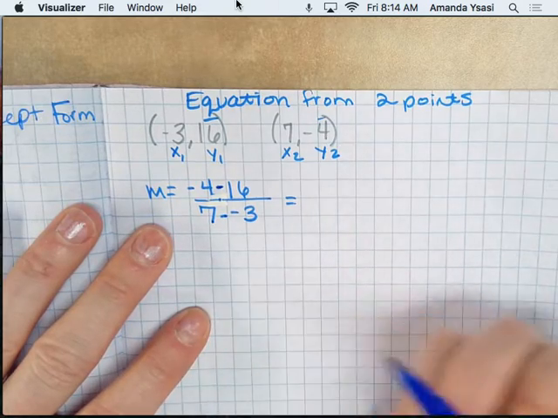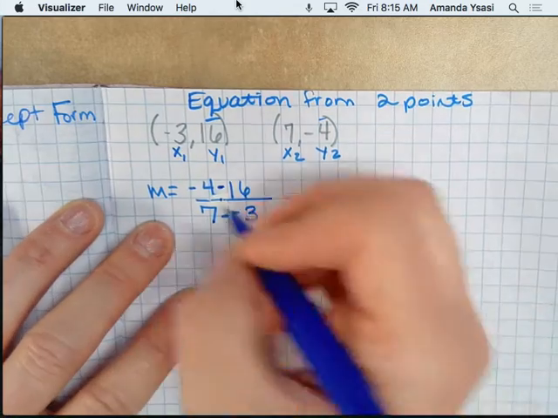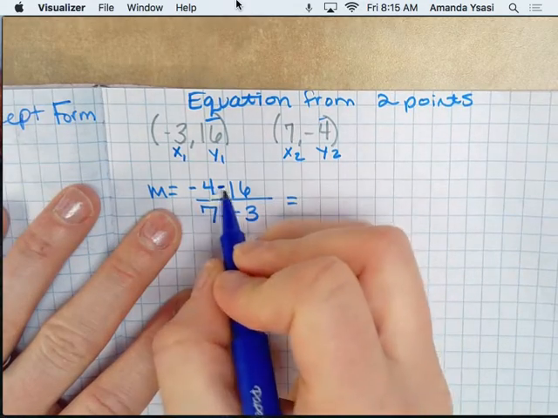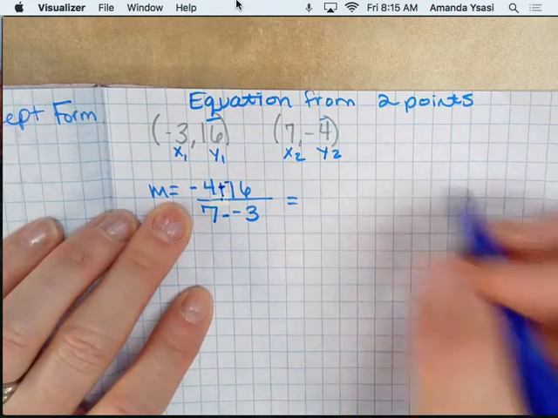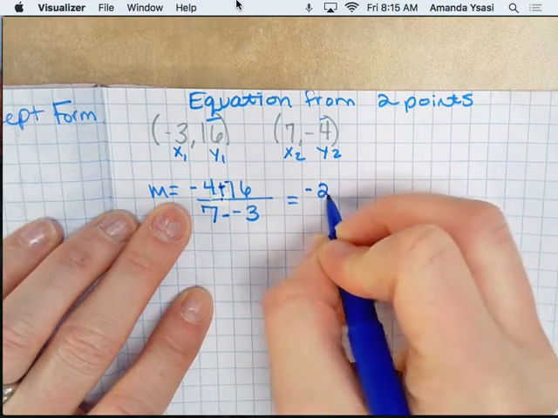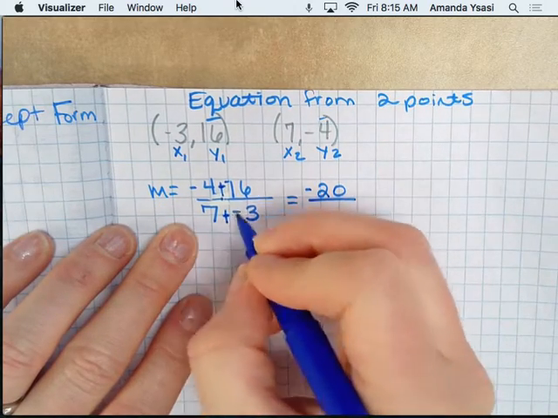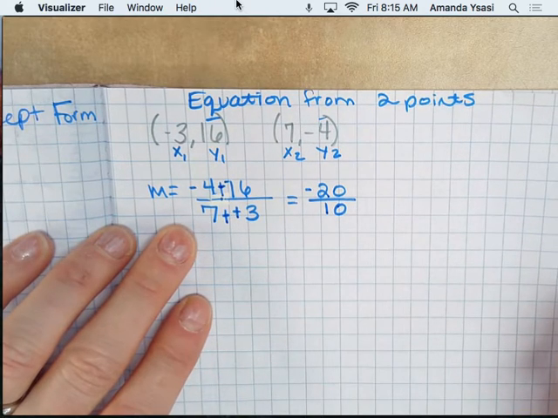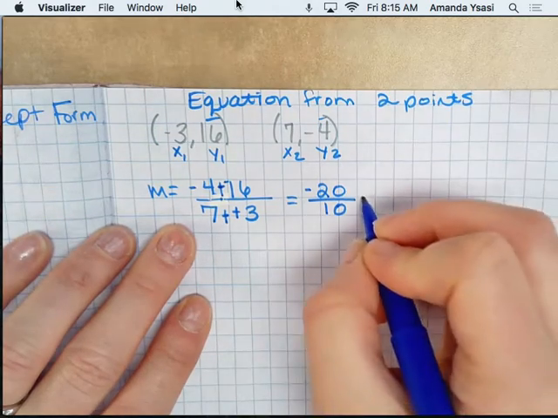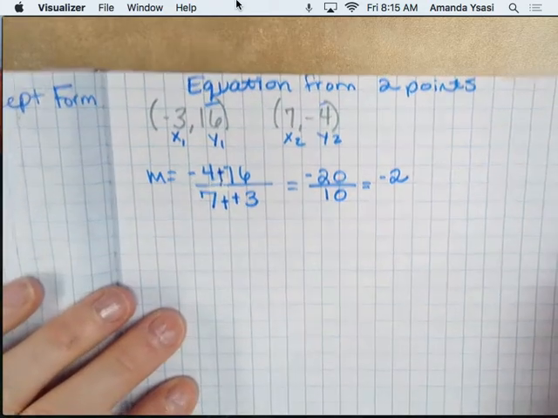You can do keep, change, flip. You can do this in your calculator. I'm going to do it without the calculator just because I know my integer rules. Keep, change, flip. So we have negative 4 plus a negative 16, which is a negative 20. Keep, change, flip again. Makes that a 7 plus 3, which is 10. Negative 20 divided by 10, negative 2.